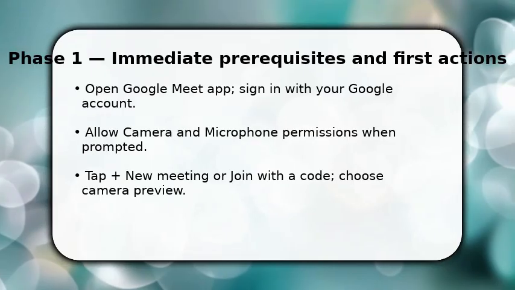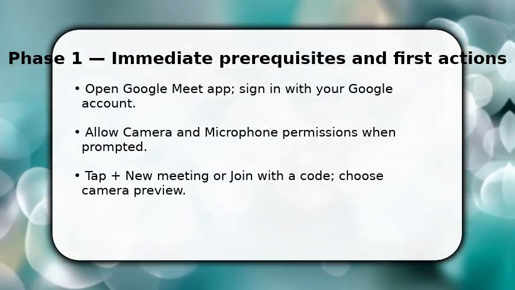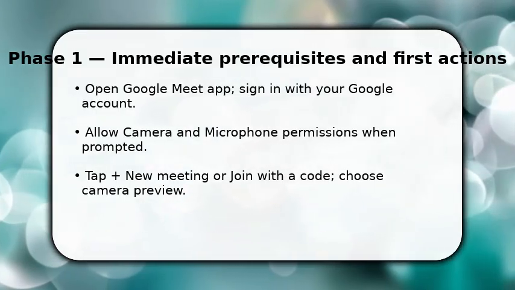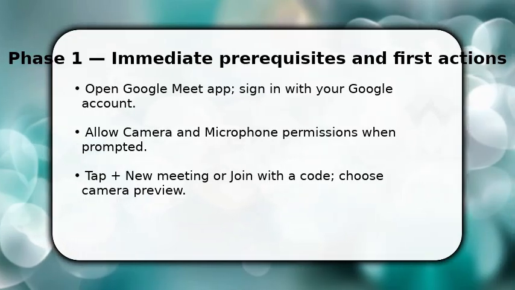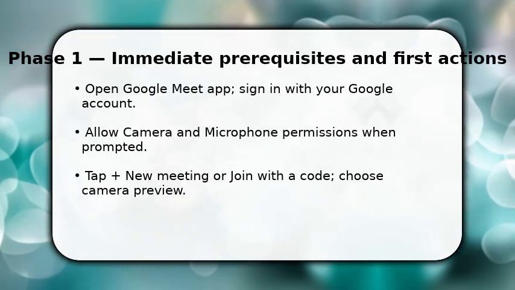You start by opening the Google Meet app and signing in with the account you use for meetings. Once done, grant camera and microphone access so audio and video work. Next, tap plus new meeting to create a link, or tap join and enter the meeting code. This gets you into the room quickly.